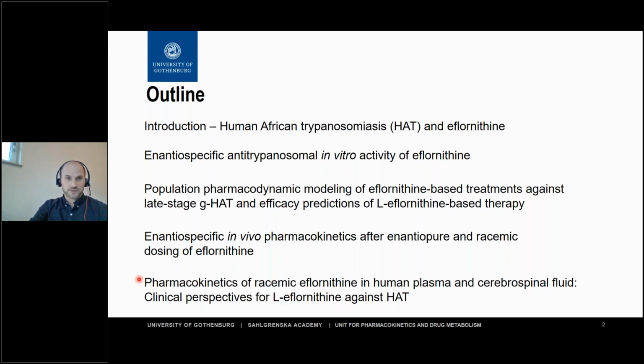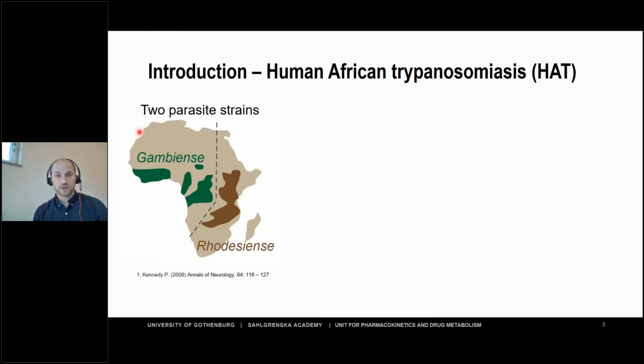So from there, let's start with the first part, where we talk about the disease area. So human African trypanosomiasis is a parasitic disease, and it's a vector-borne disease, which means that it's spread via a fly. It's called a tsetse fly, and when this fly is biting a person and the fly has parasites in it, the person then gets infected. And there are two types of parasites. So we have the western part, or the gambiense type of parasites, and then we have the rhodesiense type of parasites who are located in the eastern parts of the continent.